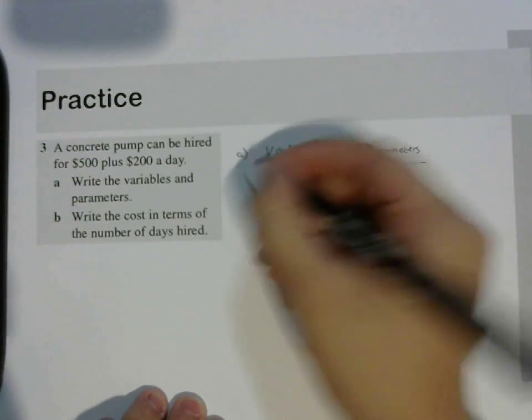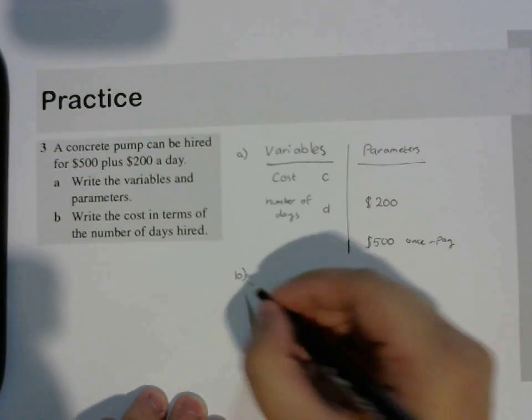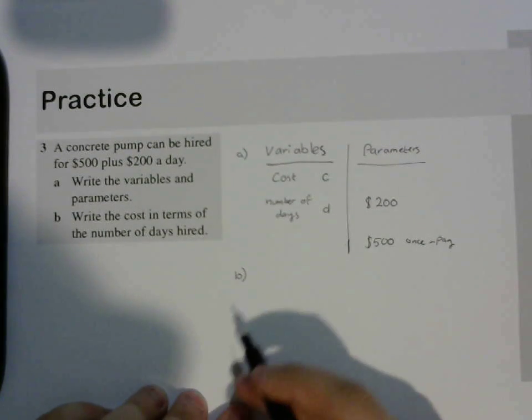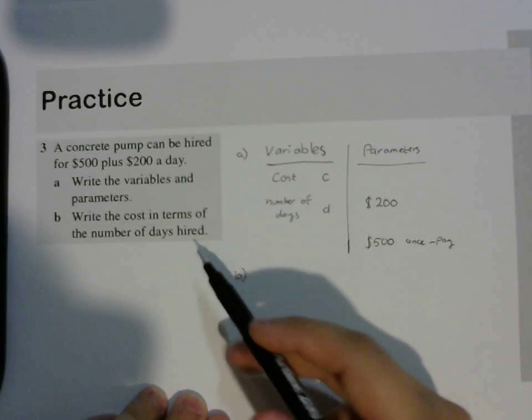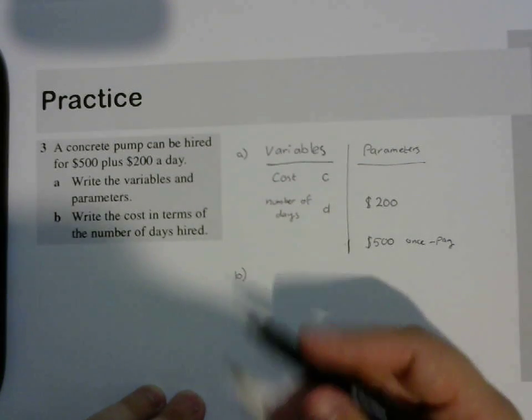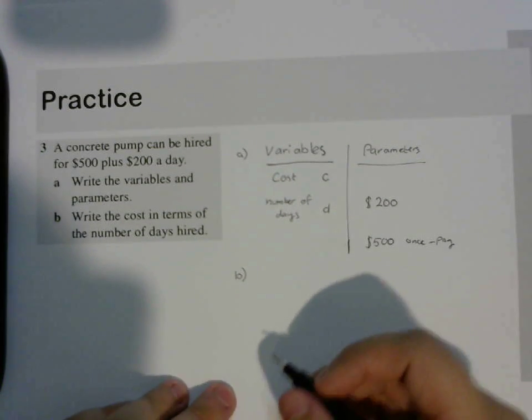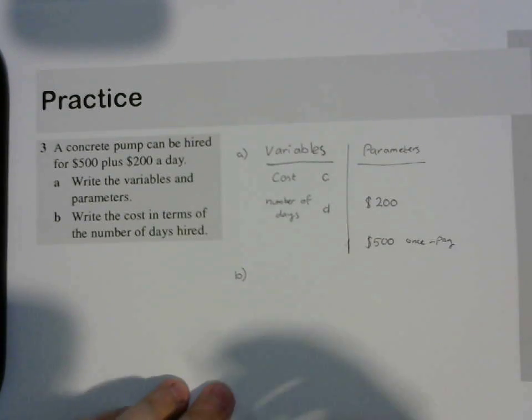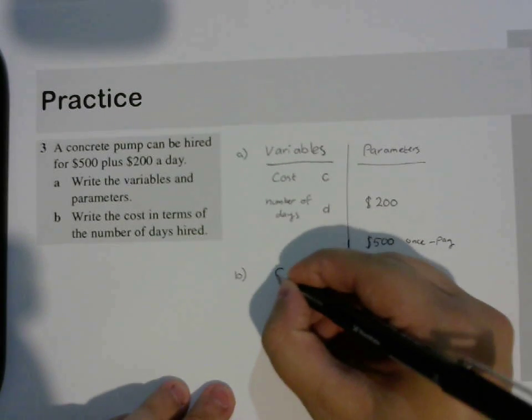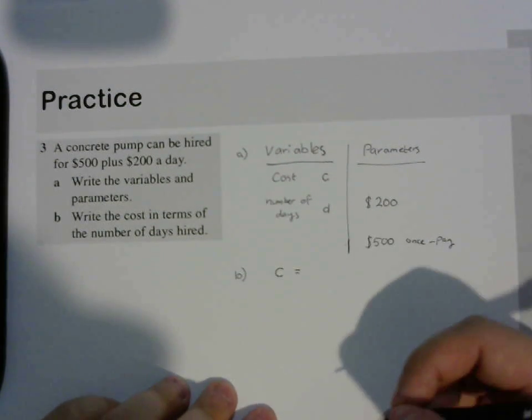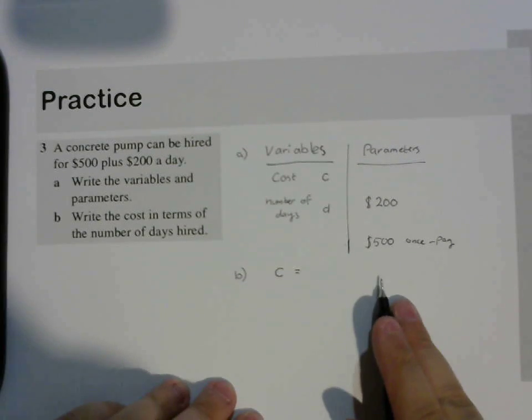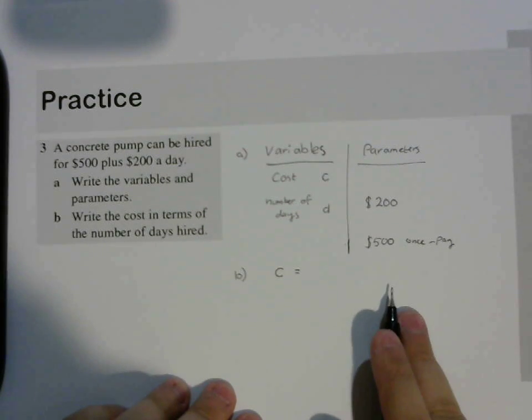That's A. B, our second step, asks us to write the cost in terms of the number of days hired. So we want to write an equation. So we want cost in terms of the number of days hired. So we want to have C equals, and we want to give a calculation to determine how much it's going to cost.